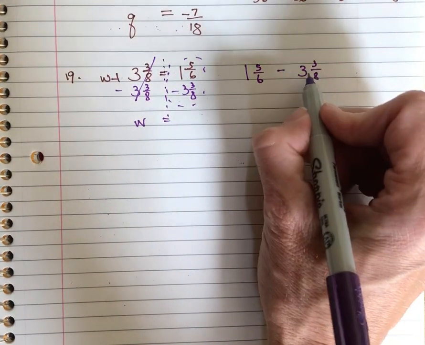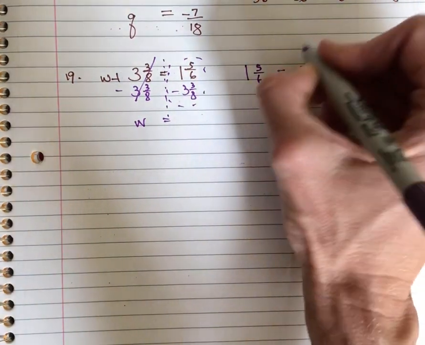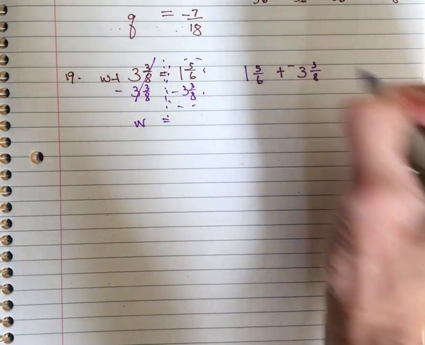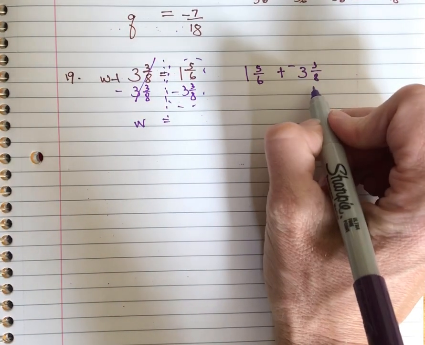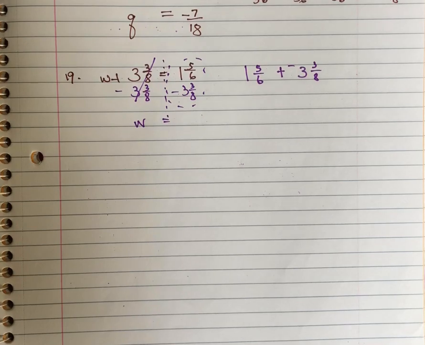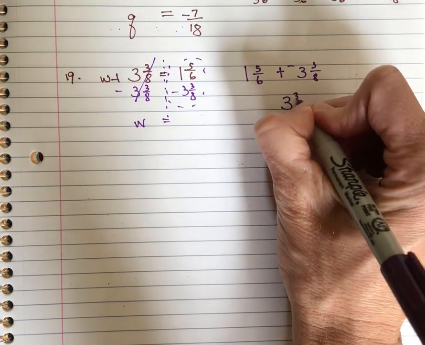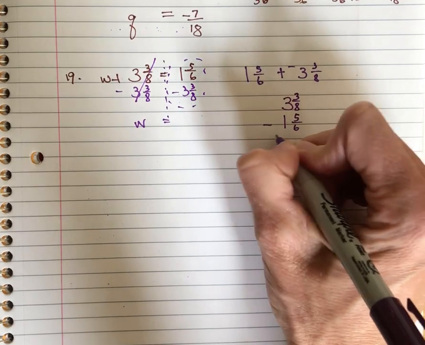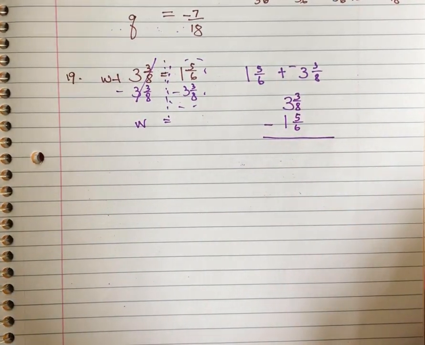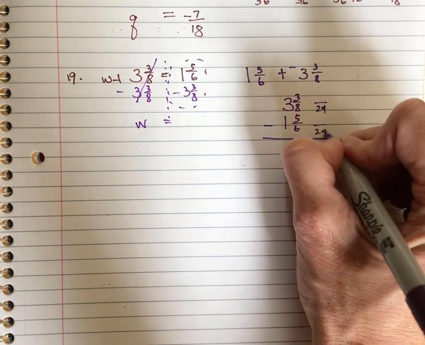Okay, so I can already tell that I'm subtracting a bigger number. So I'm going to add the opposite instead. So I owe 3 3/8. I have 1 5/6. I need to subtract those to figure out what I still owe. So 3 3/8 minus 1 5/6. I need a common denominator first. I'm going to use 24ths.